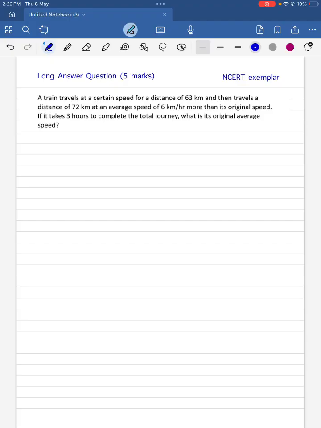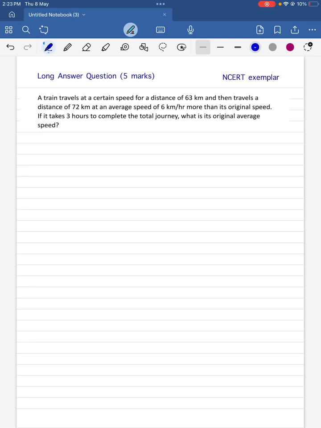Today I'll be discussing this long answer question for 5 marks from the NCERT exemplar. Now the question is, a train travels at a certain speed for a distance of 63 kilometers and then travels a distance of 72 kilometers at an average speed of 6 kilometers per hour more than its original speed. Now if it takes 3 hours to complete the total journey, then what is its original average speed?